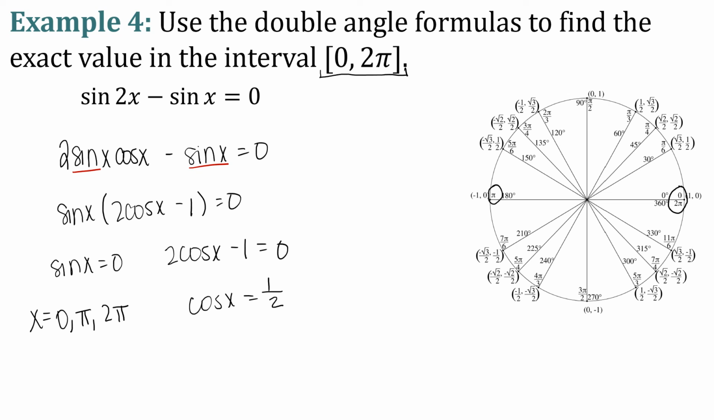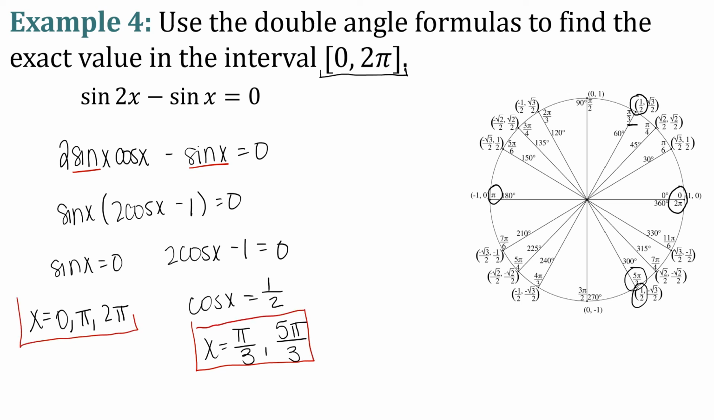Now we need to look for cosine of 1/2, which is our x value. I see that right here, so that's pi over 3. And a positive 1/2 is going to be right here, which is 5 pi over 3. So x equals pi over 3 and 5 pi over 3. So combining these answers, I have 5 total answers that make this equation true.